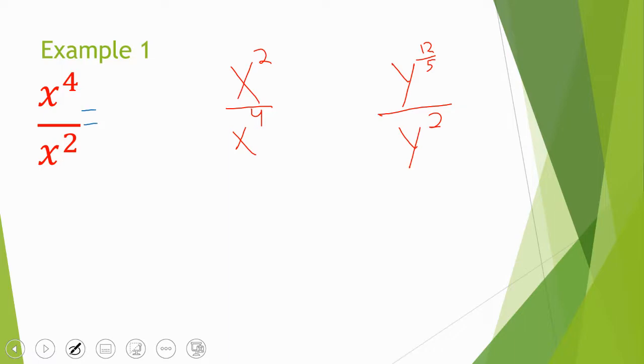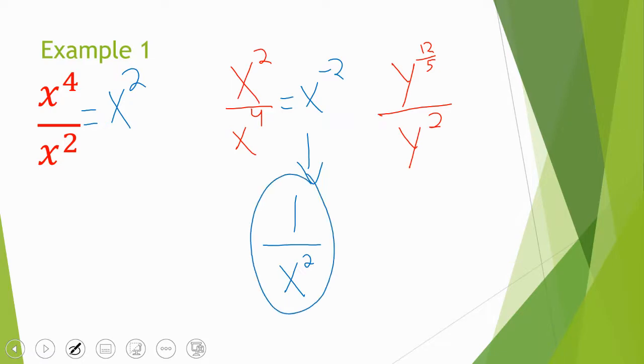So here, as we said, when dividing like bases, subtract the exponents. This is just x squared. All right, next one. This is just 2 minus 4, which is x to the negative 2. And below here, I'll just write it. That would mean 1 over x squared, the opposite of x squared.